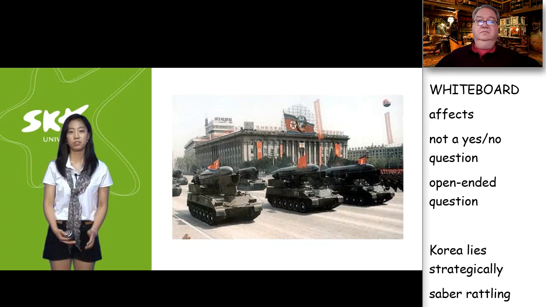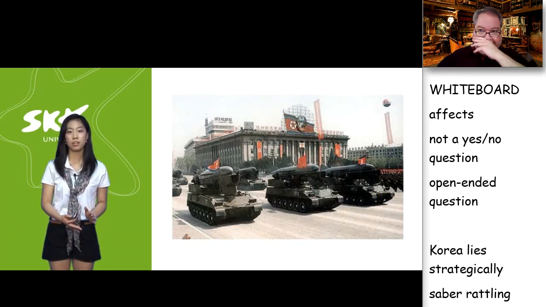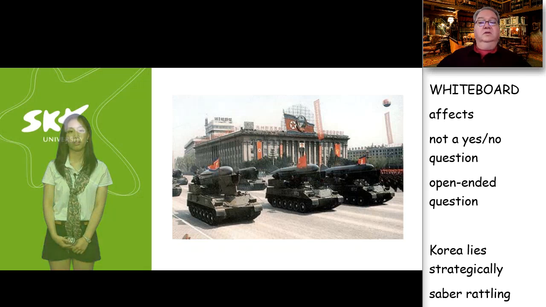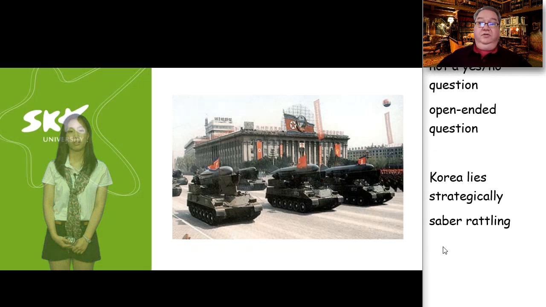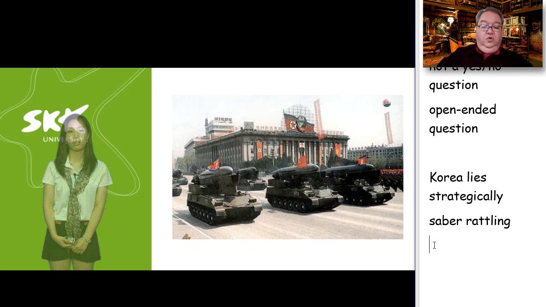Every time North Korea starts saber rattling, the world looks to the south to see how best North can be dealt with.